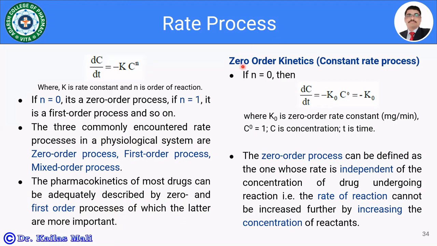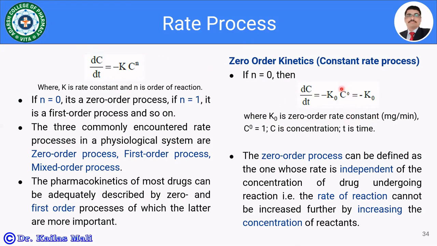The zero order kinetics is also known as the constant rate process. As we know, the basic equation which we have seen for the order of reaction is dC by dt is equal to minus kC raised to n. In the case of zero order kinetics, put the value of n as 0 and the equation becomes dC by dt is equal to minus K0 C raised to 0, where K0 is the zero order rate constant.